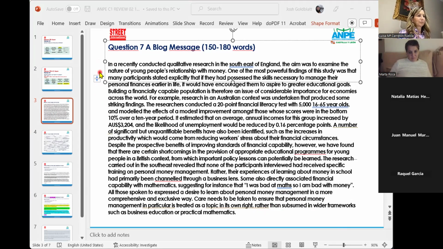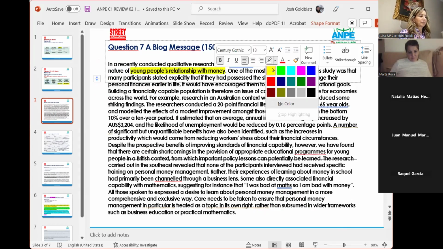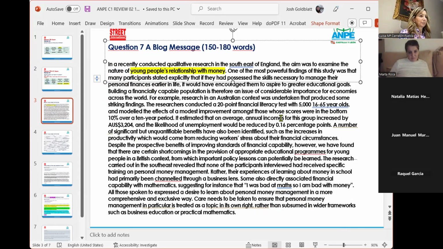So there's an important word, and the first important word here is "young people's relationship with money." That is the most important thing. Okay, that's it. Young people and money. This gives us the idea that this is what the text is about. It's about young people and money. So we've identified that. And as we go on, we want to find things which are connected with young people and money. And it says here, "manage their personal finances." Yeah, young people manage their personal finances.